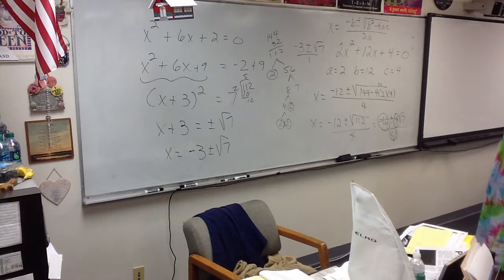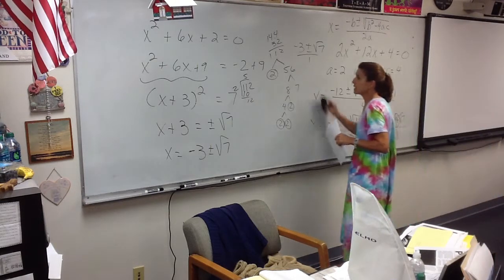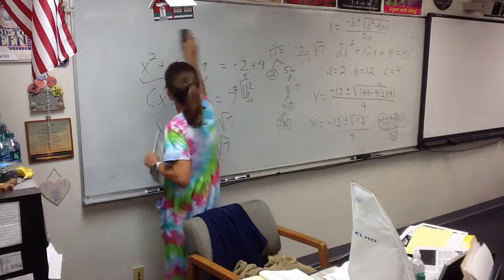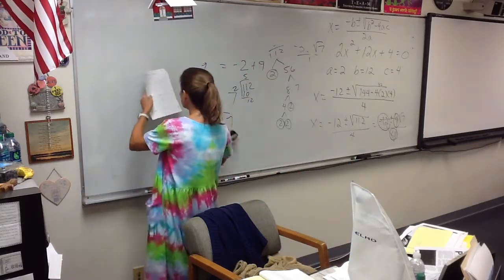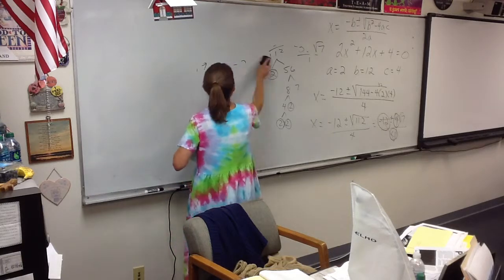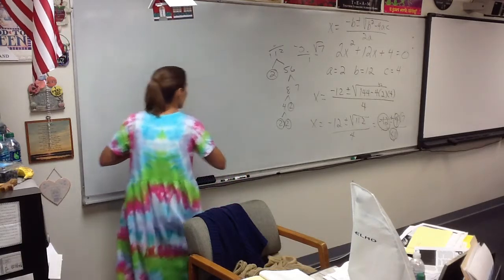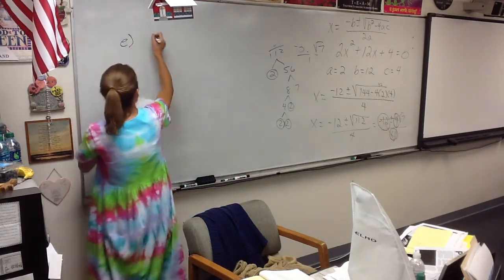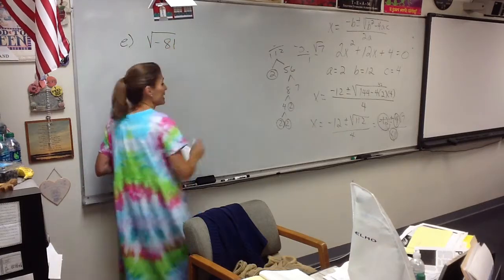We're dealing with imaginary numbers. Now, how do we get i's? A negative under a radical. That's exactly right. So, if you look down at problem E, I'm starting with E. It says the square root of negative 81.